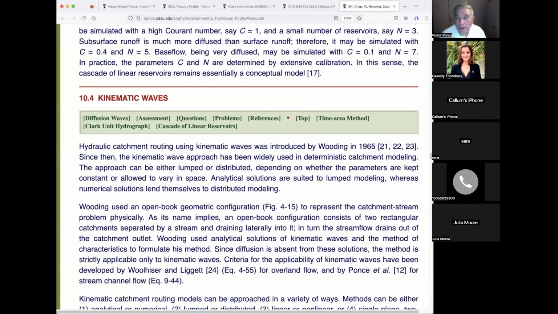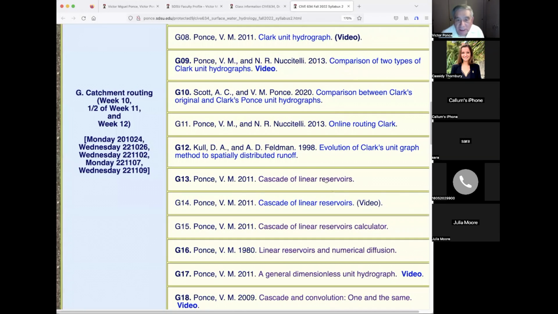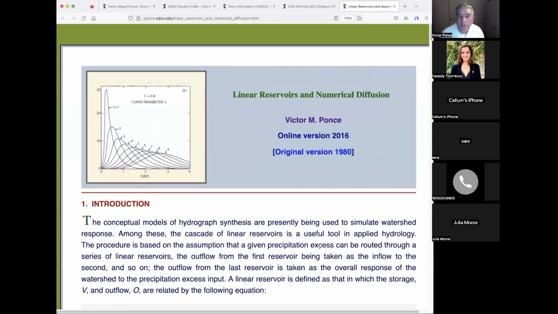So from here, the next section is on the kinematic waves, which we're not going to cover. I just got through telling you that is the tough one. Okay, so the cascade of linear reservoirs, we already saw the calculator. So now we're going to go to this paper, linear reservoirs and numerical diffusion. This is a very interesting paper.